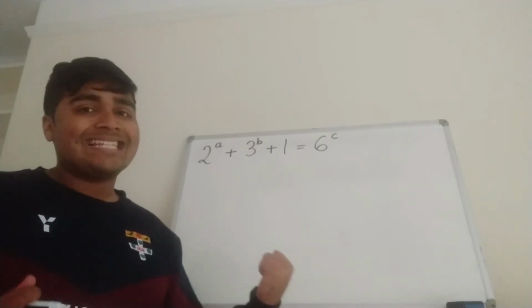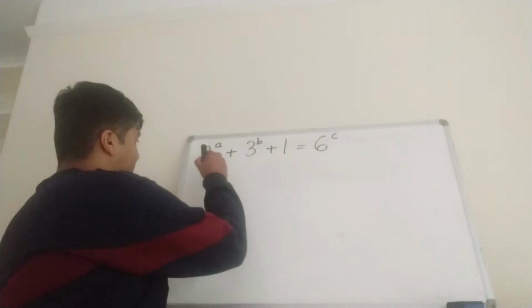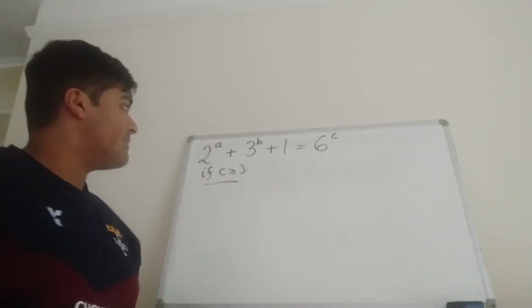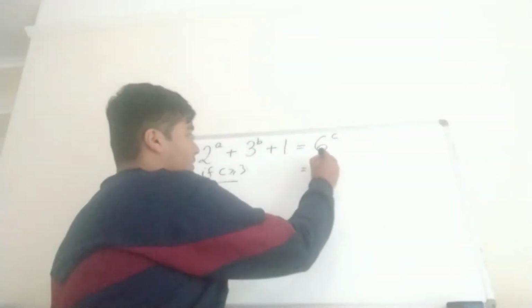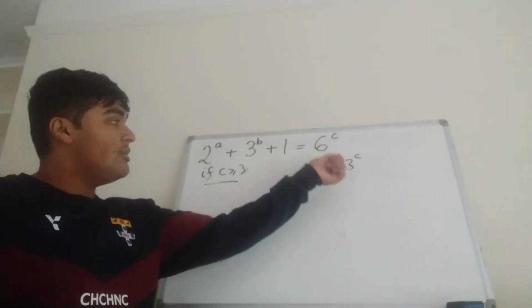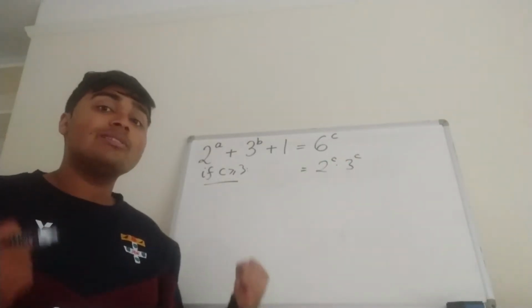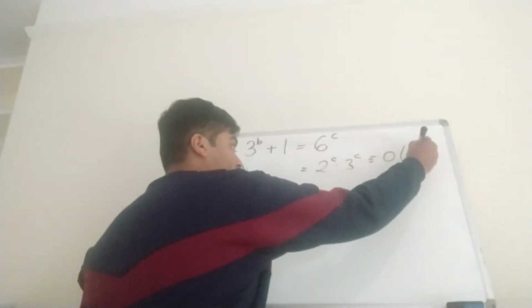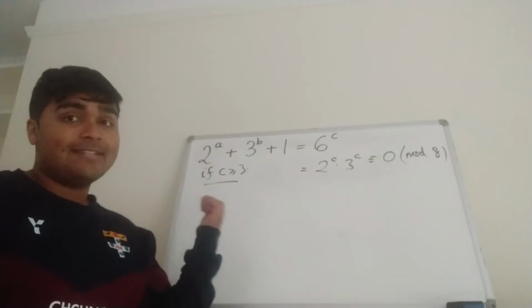So suppose c is at least 3, then what we're going to do is look at both sides mod 8. If we look at both sides mod 8, the right hand side will be 2^c times 3^c. But since c is at least 3, 2^c is going to be some multiple of 8, and thus the right hand side will be congruent to 0 mod 8. So that right hand side is always going to be congruent to 0 mod 8. Now let's look at the left hand side.